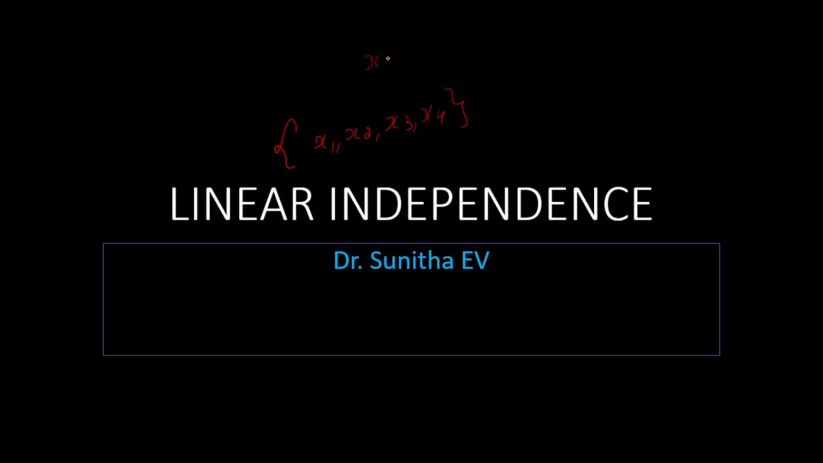Suppose I can represent x3 in terms of x2 and x4. Suppose I can represent x3 like this. That means x3 is depending on x2 as well as x4. So there is a dependency among these vectors, so we say that they are linearly dependent. And if there is no such relation between these vectors, we call them independent. That is what dependence and independence are all about.